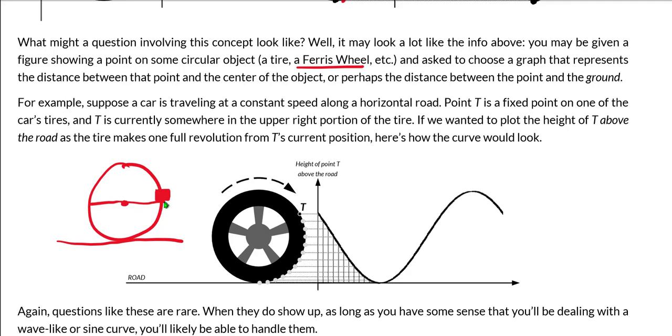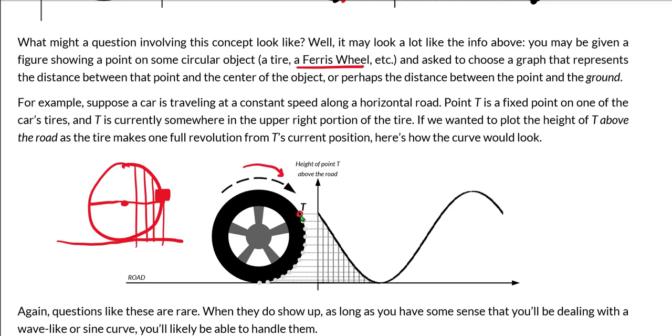Generally, what you need to know is that as that car goes around the Ferris wheel, the height of that car above the ground will trace out a curve that is one of these wave curves. We have an example here that is similar to what College Board might do on one of these questions. We've got this point T at a certain point on this tire, and the tire in this case is moving in a clockwise direction.